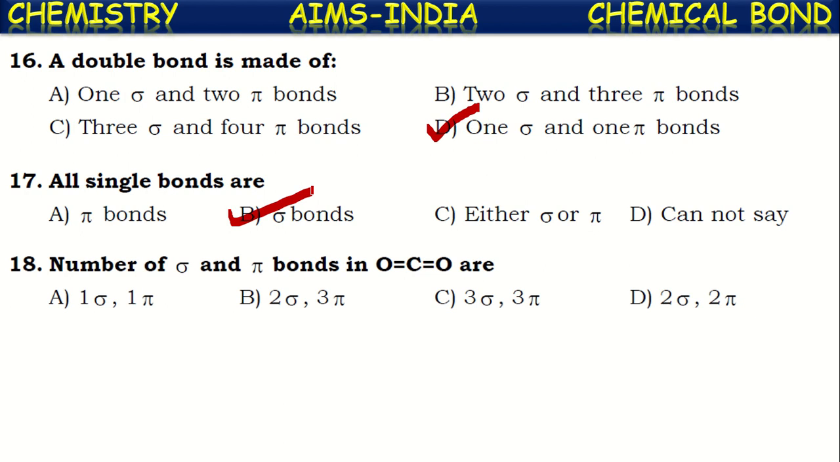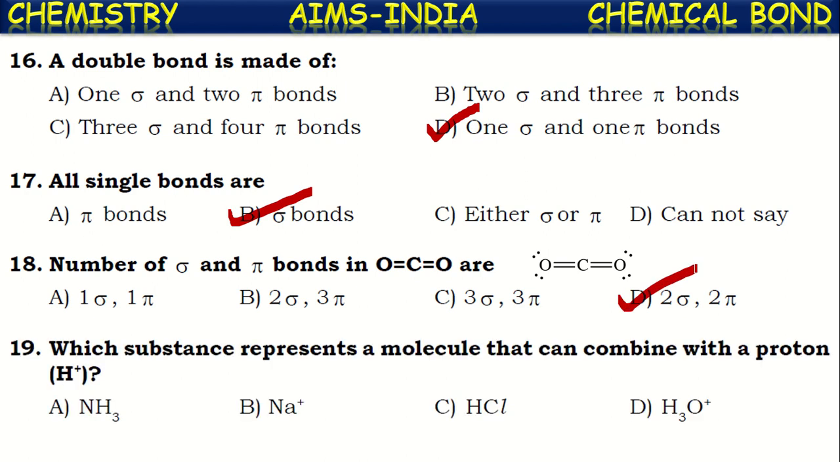The number of sigma and pi bonds in a carbon dioxide molecule is, observe once the carbon dioxide molecule, the number of sigma and pi bonds. In the carbon dioxide molecule, there are double bonds between the carbon and oxygen atoms. So out of a double bond, one is a sigma bond, the other one is a pi bond. In the same way here also. So overall, there are two sigma bonds and two pi bonds in the carbon dioxide molecule.